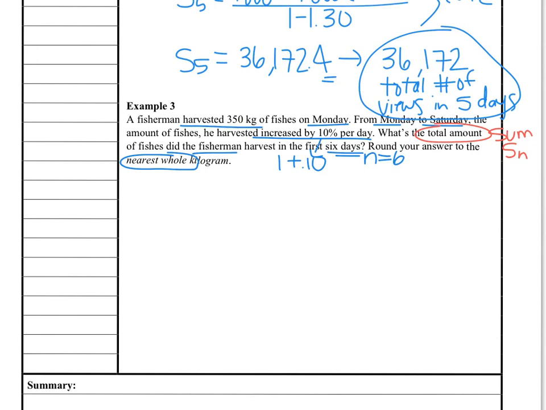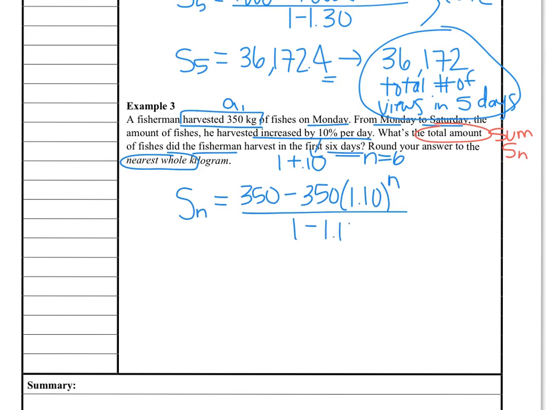All right, so let's use the series formula. If we just started with the general one, again, it's S sub n equals. Here's our initial amount, so A sub 1 is going to be the 350 minus, again, the 350 times the 1.10 when we combine them together to the n power, all over 1 minus 1.10. Okay, so there's a general formula. Now let's plug in our n equals 6. So S sub 6 is equal to 350, and we're just plugging in that 6 again.